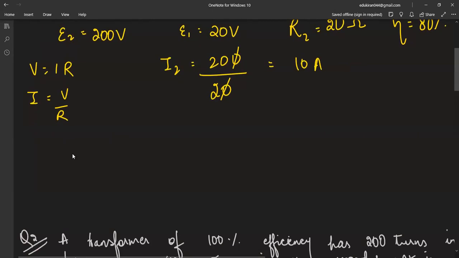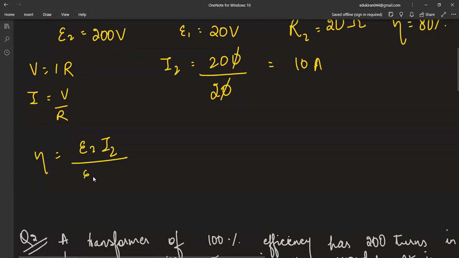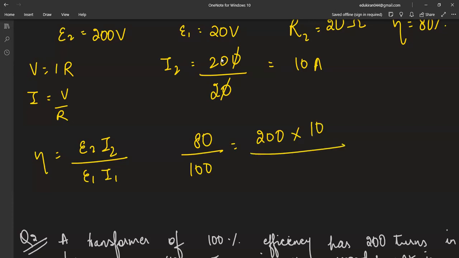Now, if we write about efficiency, efficiency is equal to E2 I2, remember, power output divided by power input, E1 I1. So how can we calculate I1? Efficiency is given as 80%, so we do not need to write 80 in percentage. This will become 80 by 100. What is E2? E2 is 200. What is I2? I2 is 10. What is E1? E1 is 20. What is I1? This you need to calculate.